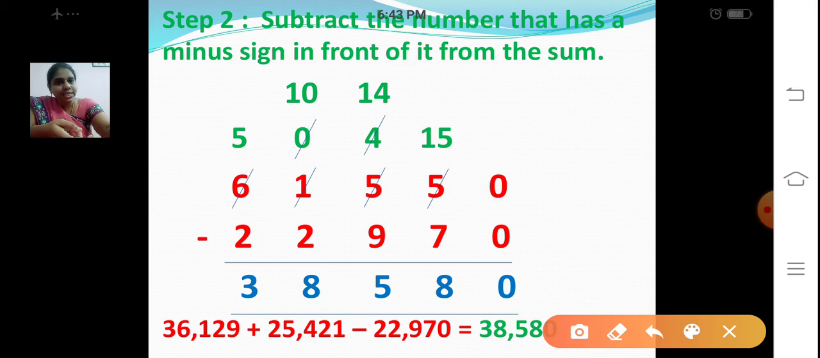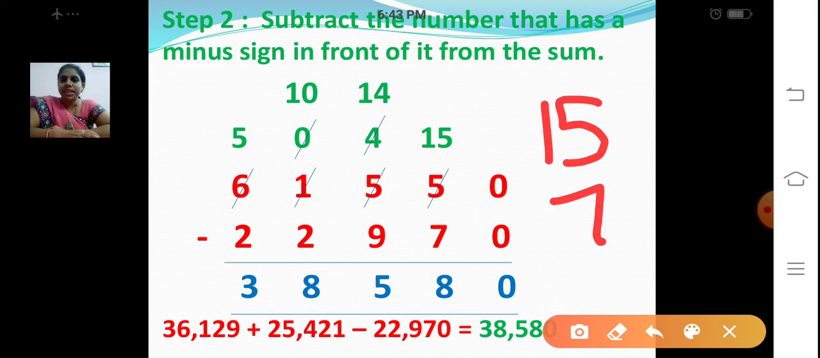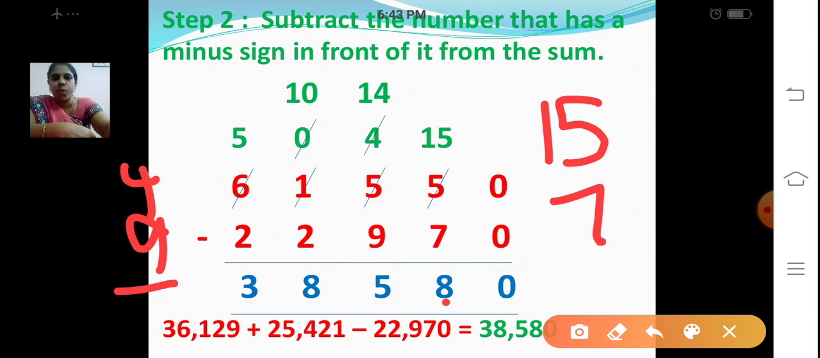0 minus 0 is 0. Next, tens place: is 5 minus 7 possible? No. So borrow 1. So the hundreds place will become 4, and my tens place will become 15. 15 minus 7, after 7, 8, 9, 10, 11, 12, 13, 14, 15, is 8. Now move on to the hundreds place. 4 minus 9 is not possible. 400 minus 900. So borrow 1 from the thousands place. My thousands place will become 0, and my hundreds place will become 14. 14 minus 9, after 9, 10, 11, 12, 13, 14.